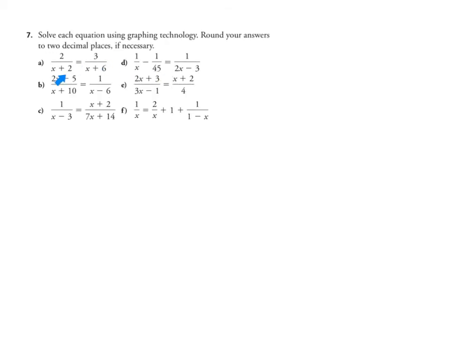All right, again, I don't even encourage you guys to do all 6 of these. It's all the same thing. Let me just choose, let's say, E. All we're going to do is bring everything to the left again, and then I'm going to graph it and see when it equals 0. Now, to graph it, you need an x and a y. So I'm going to let f of x equal 2x plus 3 over 3x minus 1 minus x plus 2 over 4. Now that I do that, I can graph it.